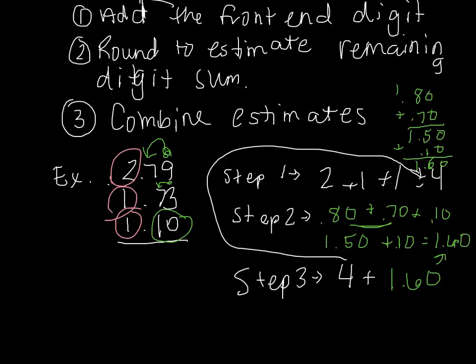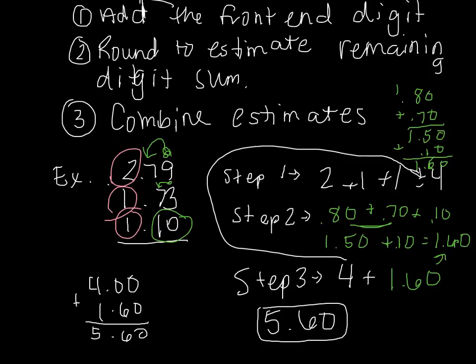So what we need to do to get that answer is add 4, make sure to line up your decimal points, plus 1 and 60 hundredths. So I would get 5 and 60 hundredths for my answer. Again, in your book, it's going to tell you to estimate using front end estimation. So that's what you need to do.